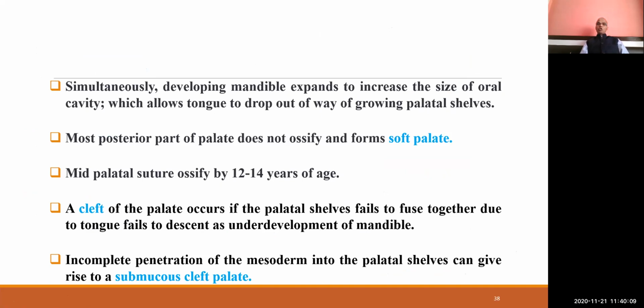Simultaneously, the developing mandible expands to increase the size of the oral cavity, which allows the tongue to drop out of the way of the growing palatal shelves. The most posterior part of the palate does not ossify and forms the soft palate. The midpalatal suture ossifies at the age of 12 to 14 years. A cleft palate occurs if palatal shelves fail to fuse together because the tongue fails to descend, due to underdevelopment of the mandible. So descending of the tongue is very important for the formation of the palate. Incomplete penetration of mesoderm into the palatal shelves can give rise to submucous cleft palate.